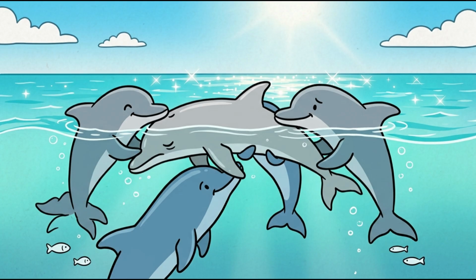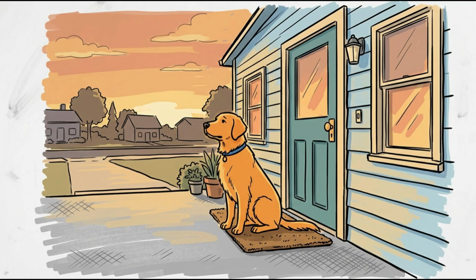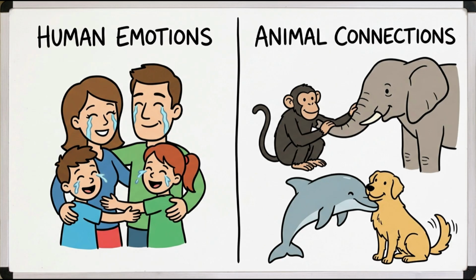Highlight cooperative behavior in dolphins, emphasizing that caring actions are not unique to humans. Illustrate loyalty and attachment in dogs through posture and behavior rather than emotional crying. Summarize that many animals experience powerful emotions, yet humans uniquely express some of those emotions through visible emotional tears.